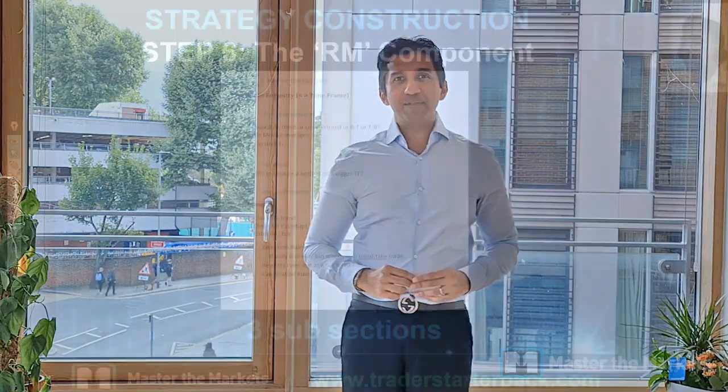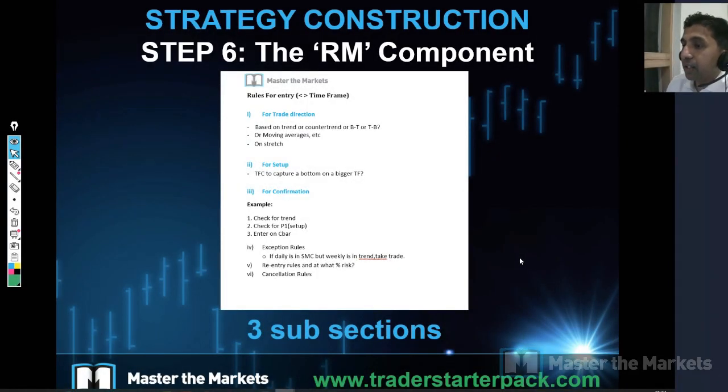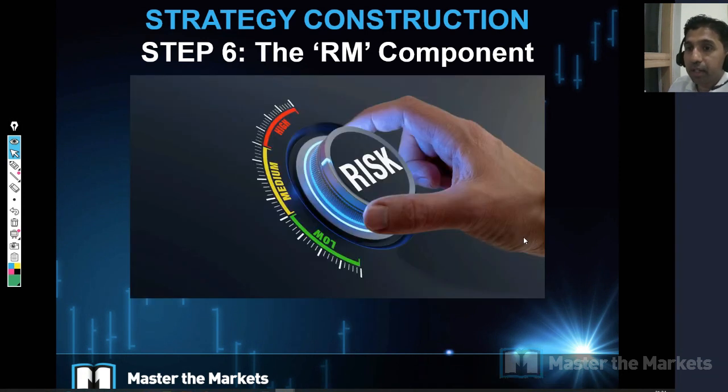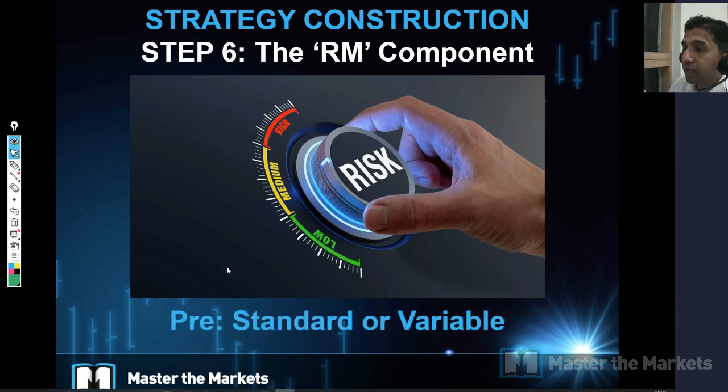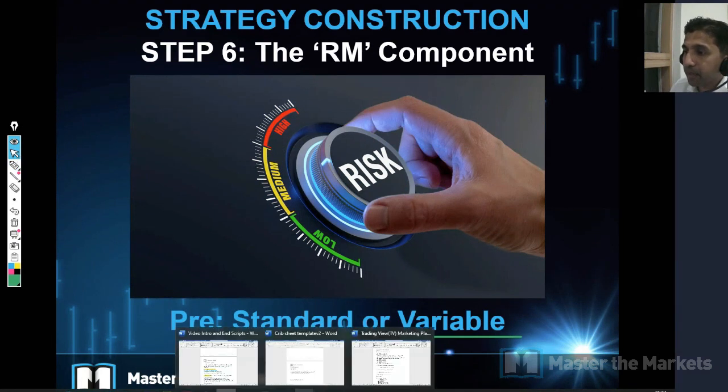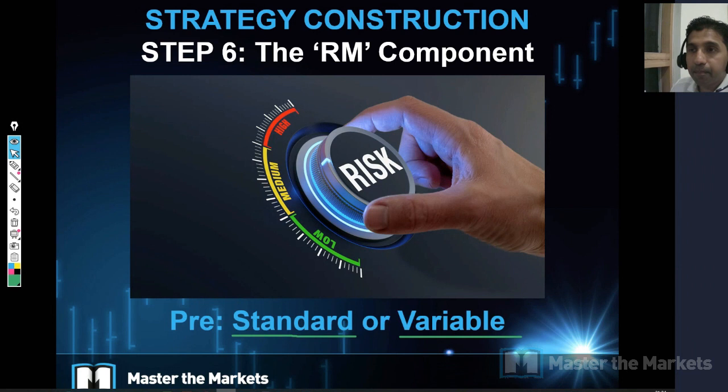The first thing that we should be taking a look at, in terms of the three subsections for your risk management, is the pre-risk management. The pre-risk management, traders, can either be standard or variable. Now, what do I mean by that? Let me bring up one of the things on there. If I can bring that up, just give me a minute.